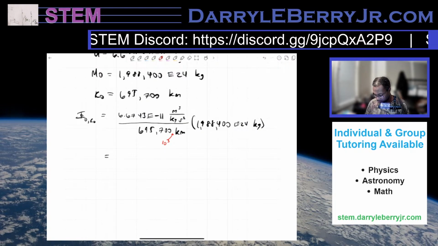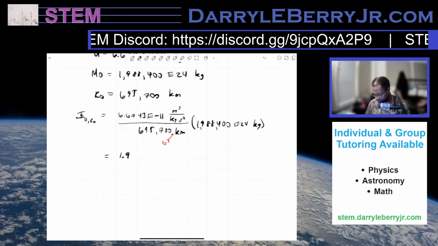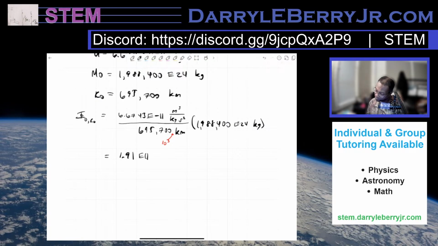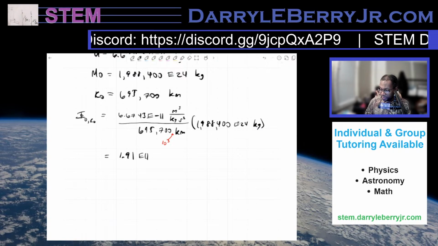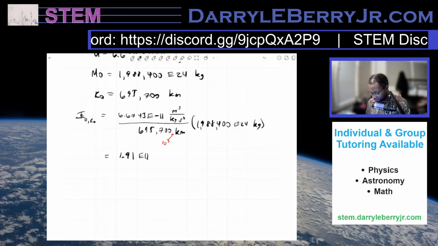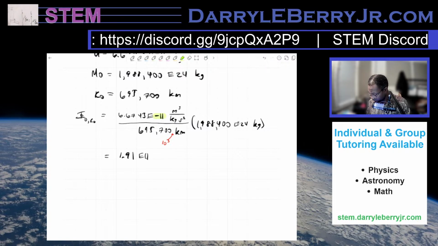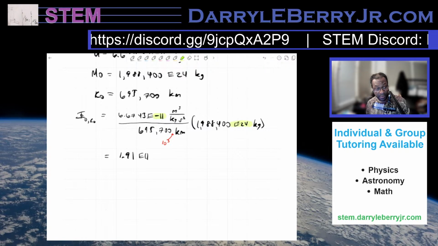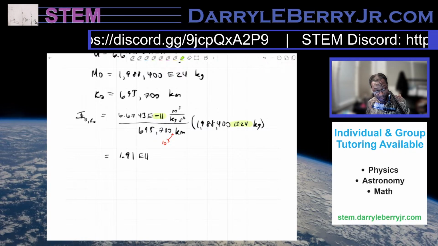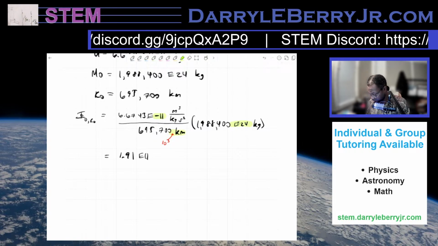So that time I got 1 times 10 to the 11. And let's see what the units are. So I remember to put my 10 to the negative 11 here. Put my 10 to the 24 here. It's already in kilograms. And 10 to the 3 here to make that in meters.